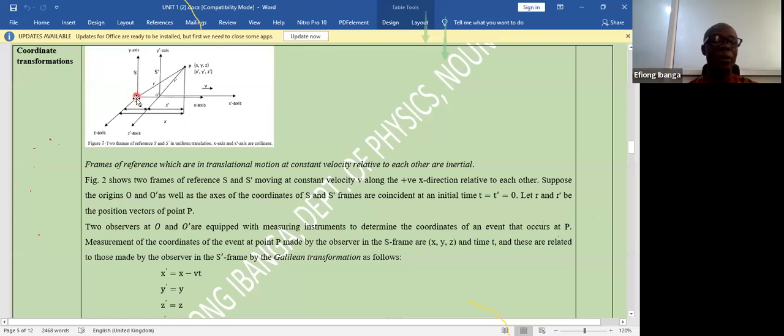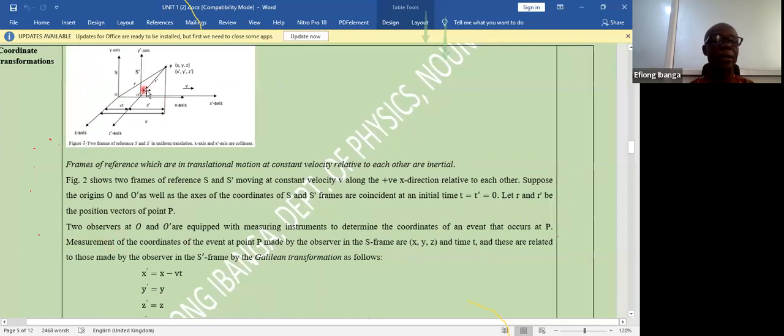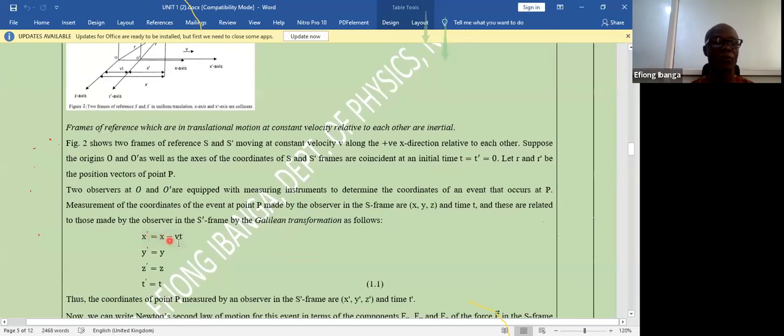The observer in the S frame, that's O, is going to measure the position of P as x, y, z. The observer in the moving frame S prime, that's O prime, measures the coordinates of P as x prime, y prime, z prime. Both observers are equipped with measuring instruments to determine the coordinates of an event at point P. The measurements made by the observer in the S frame, x, y, z, and t, where t is the time of the observation, and those made by the observer in the moving frame are related by these transformation equations: x prime equals x minus vt, y prime equals y, z prime equals z, and t prime equals t.